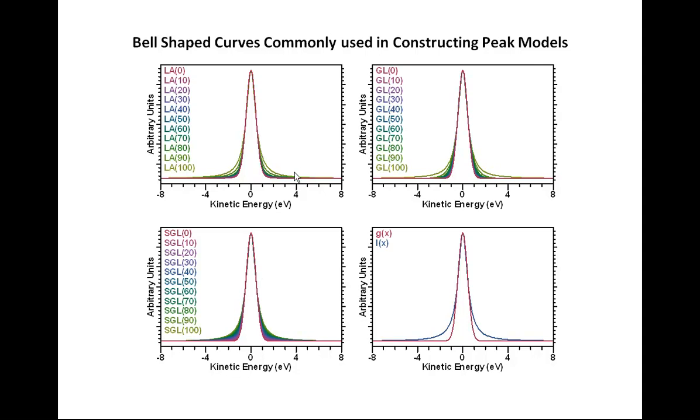But if we look closely, you can see that the parameters that we choose for these GL and the SGL are not equivalent. You can see that GL100 is a Lorentzian and GL0 is a Gaussian, and the same is true for the SGL 100 and 0, but they don't move smoothly between a Gaussian shape and a Lorentzian in the same way. So there is a difference, first of all, to note between these two shapes.